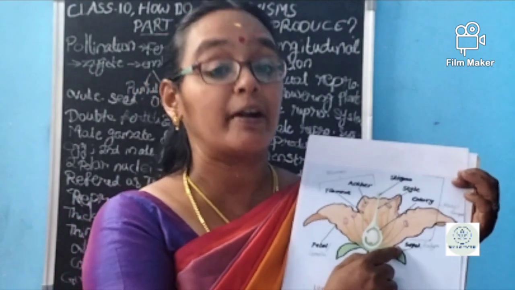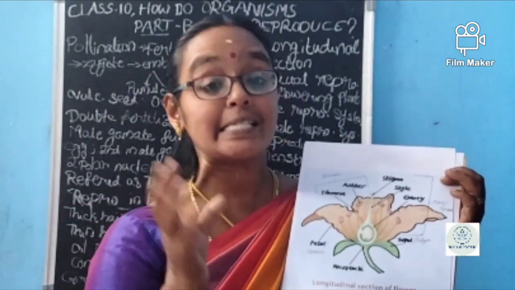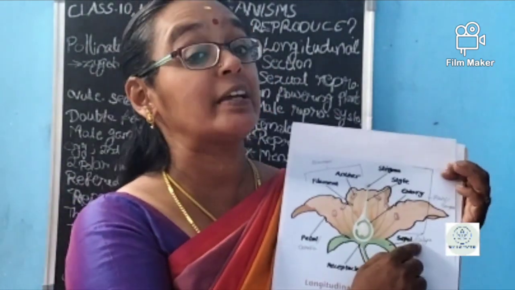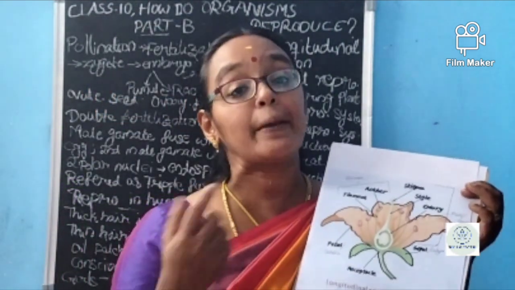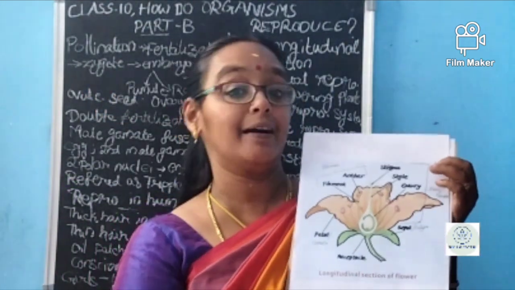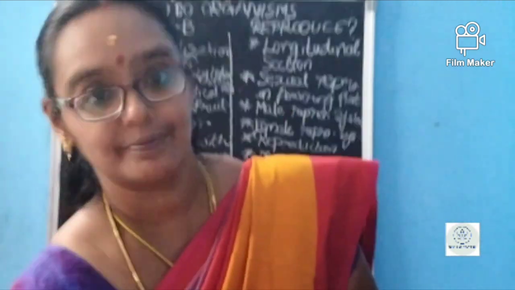Then about the sepal. Sepal is the one which holds the flower. It is green in color and has another name, calyx. All these you have to know. It may be asked for you, and the diagram may be asked in the question.